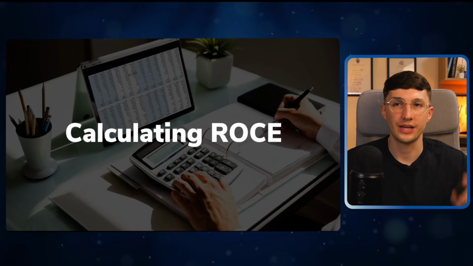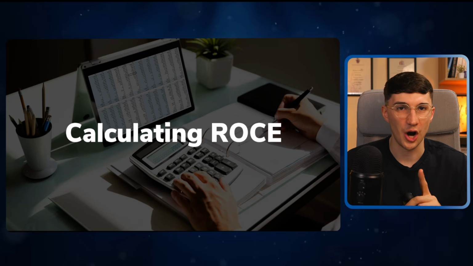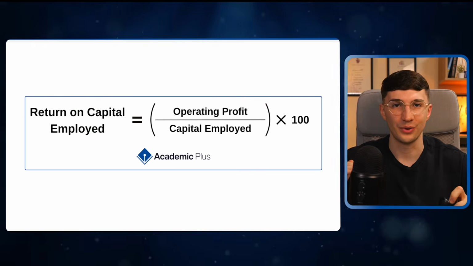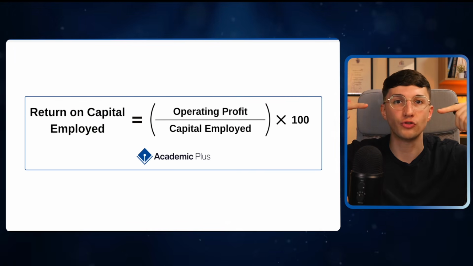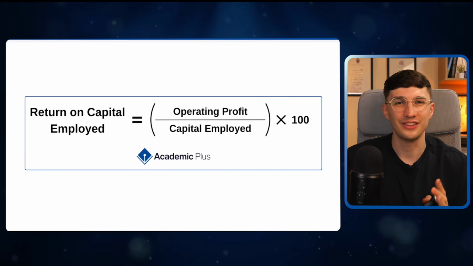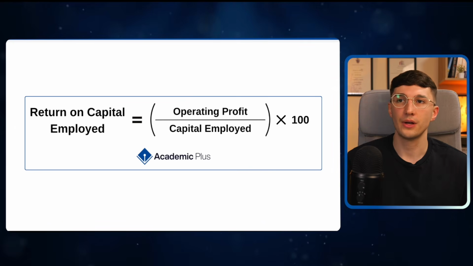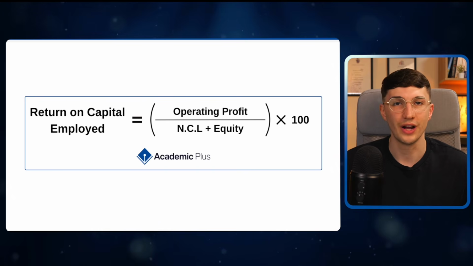So how on earth do we calculate return on capital employed? An easy way to help you guys remember this. The return sits on top of the capital employed because the return is the operating profit. It is on top of capital employed, and if it's profitability, you want to change it into a percentage, so you times it by 100. Now, of course, remember, capital employed can be expanded out into non-current liabilities plus your equity.